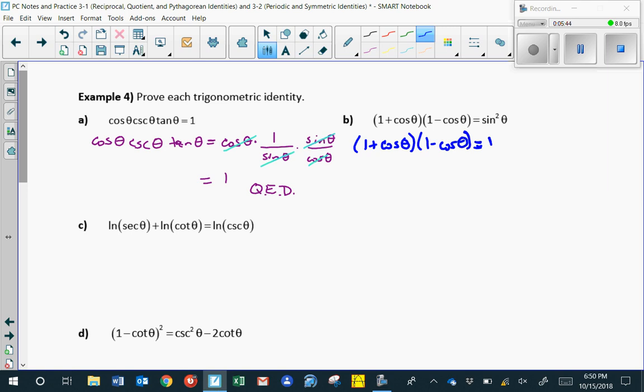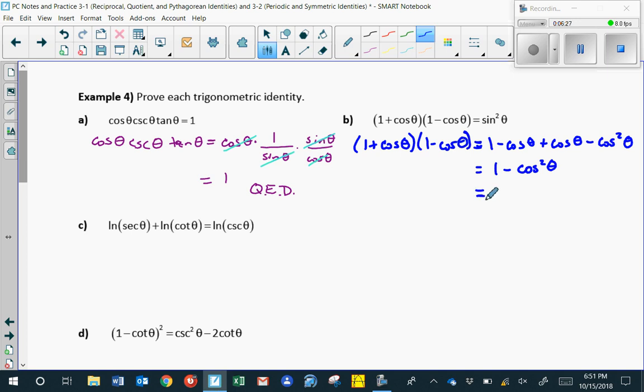The product of the first is 1 times 1, which is 1. The product of the outer functions is negative cosine of theta. The product of the inner terms is positive cosine of theta. And the product of the last is a positive times a negative, so negative cosine squared of theta. All right, let's add some like terms. You'll notice that we have a minus cosine theta and a positive cosine theta, so they'll add up to 0. Those terms will go away. And we're left with 1 minus cosine squared of theta.